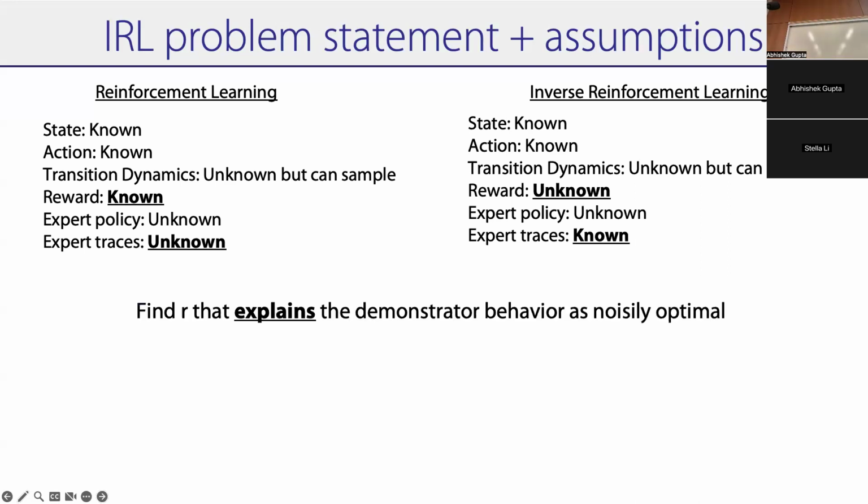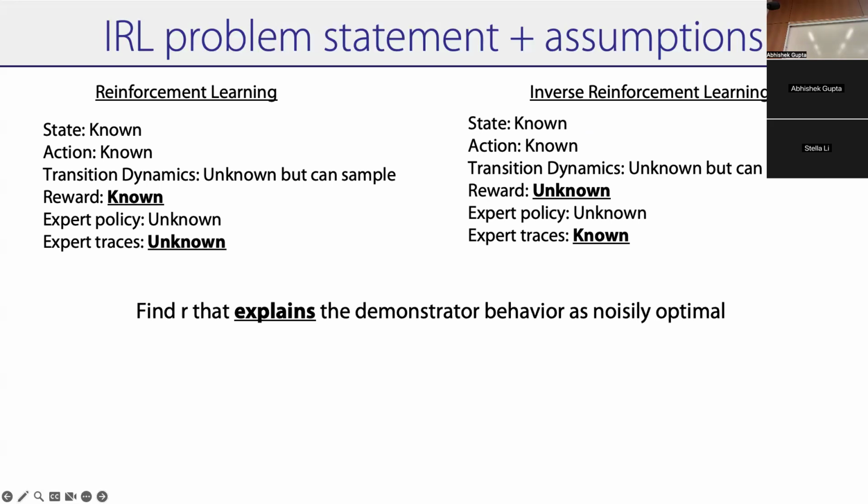So the premise is that you're going to try and find the reward function R, or the parameters of a reward function R. You're going to try and find a function that maps from a state to a scalar that best explains the demonstration traces as noisily optimal, right? And so you want to say that under my reward function, if I re-optimize in these settings, I would get back the demonstration traces.